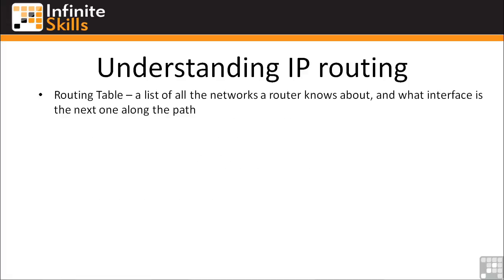Well, it uses what's called the routing table. Essentially, the routing table is just a list of all of the networks that a router knows about and which interface is the next one along the path. Now, for most of the labs we're going to do in ICND 1, the routing table will be very simple because most of our routers will only have two interfaces on it. One for the LAN and one for our WAN interface.